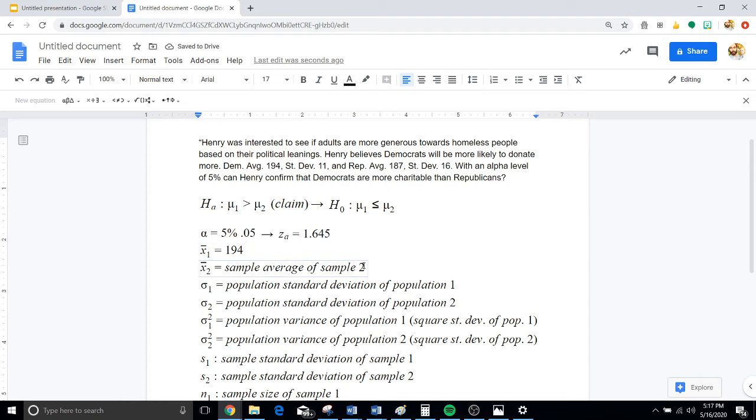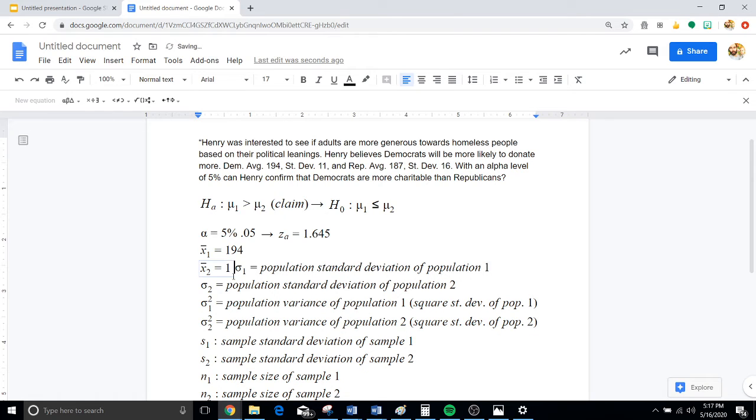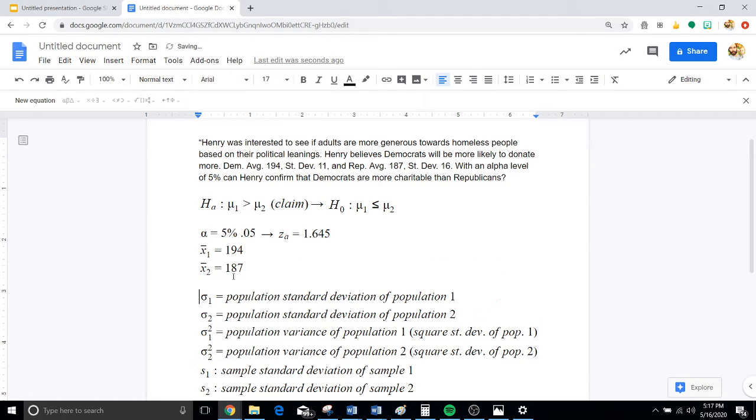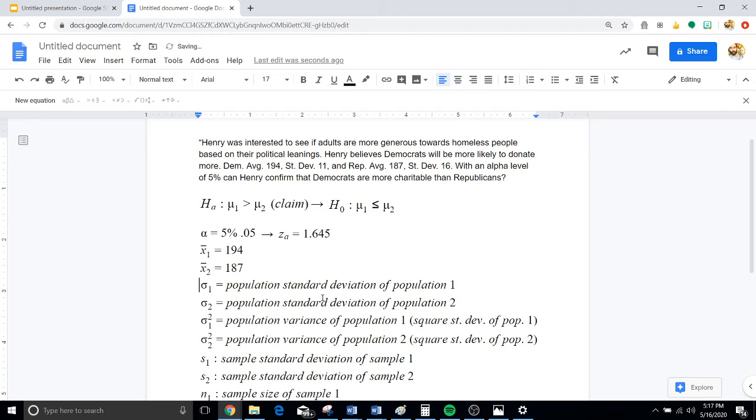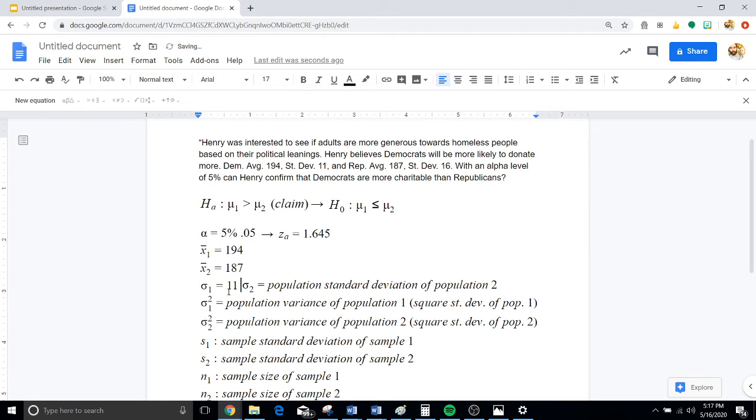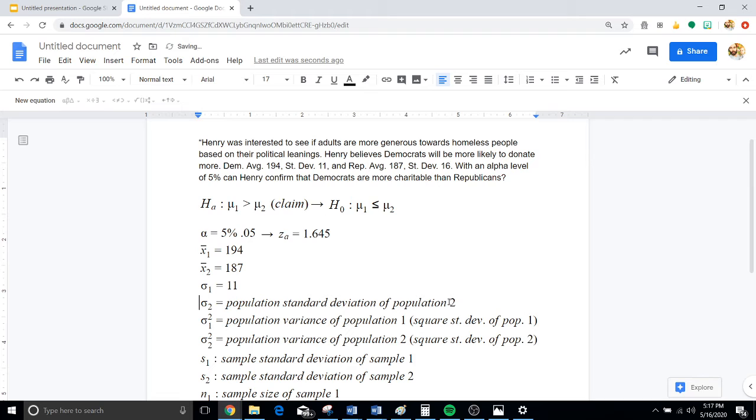And our sample average for Republicans is 187. Let's write that in as well. All right, population standard deviation says 11 for Democrats. And it says 16 for Republicans.